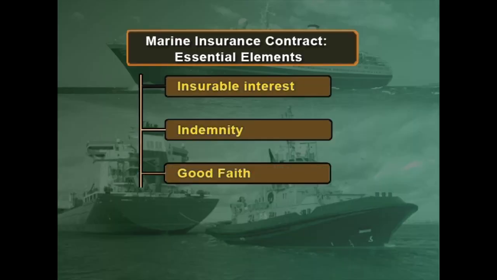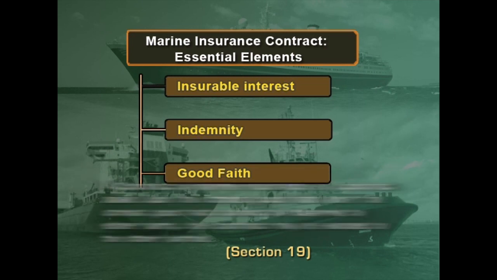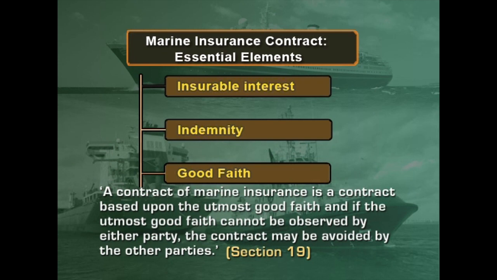Good faith. Section 19 of the Marine Insurance Act 1963 states that a contract of marine insurance is a contract based upon the utmost good faith, and if the utmost good faith is not observed by either party, the contract may be avoided by the other party. Thus, the parties to the marine insurance contract have to make declarations in good faith that the information stated in the proposal form or slips is correct, with no misrepresentation or fraud.